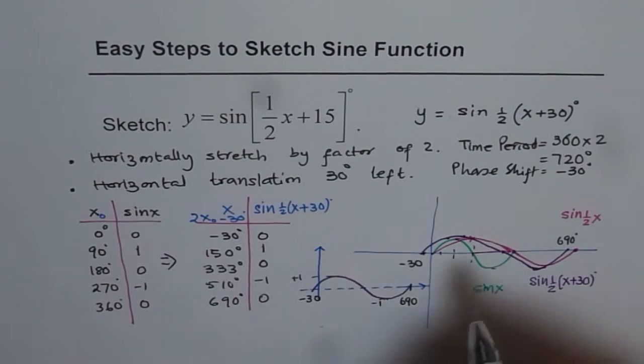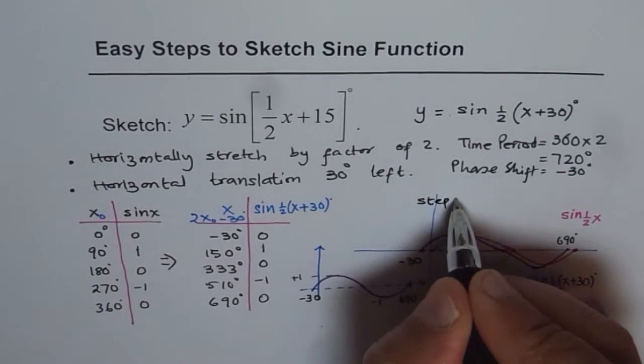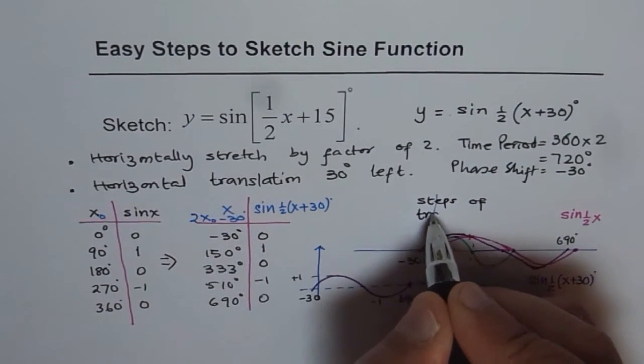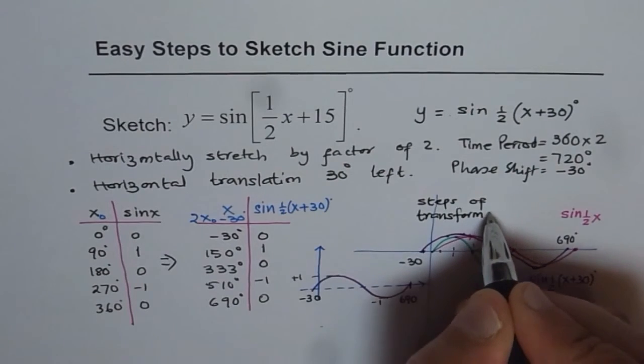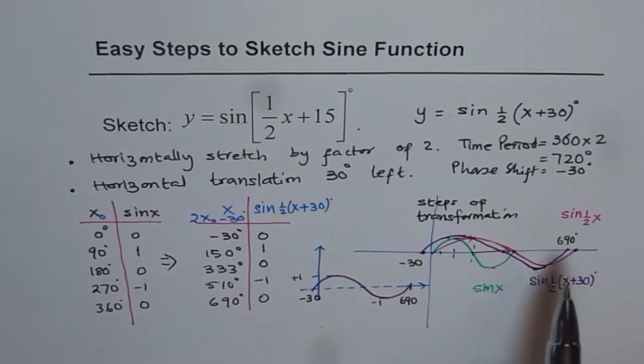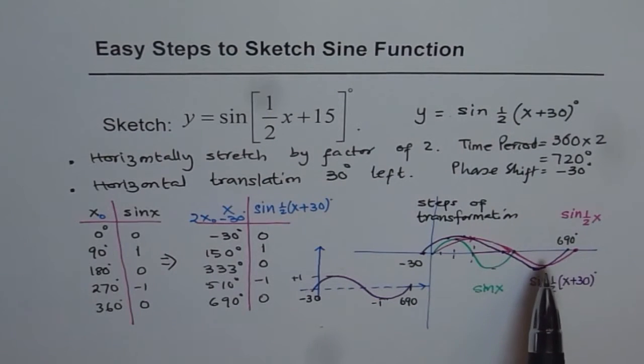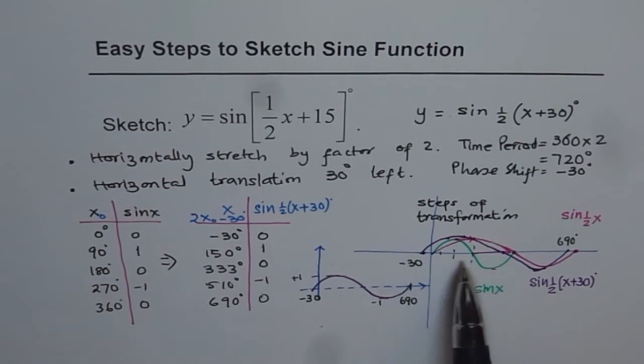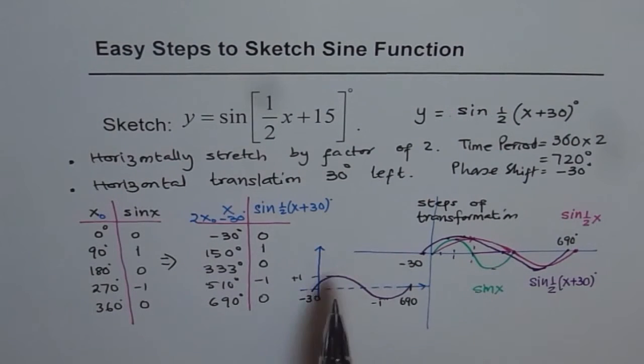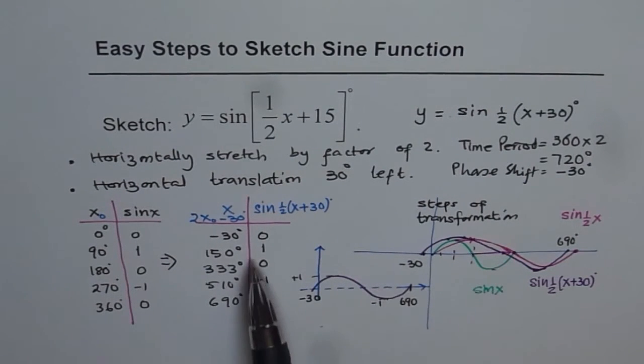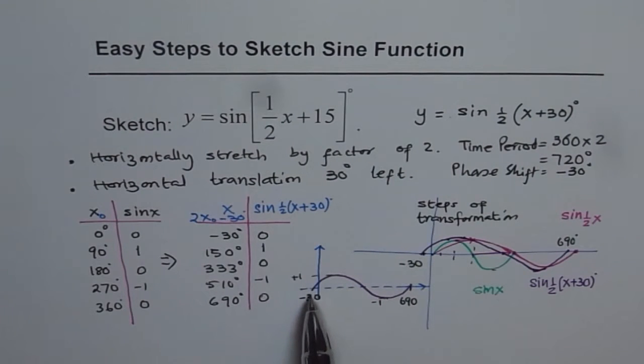These are steps of transformation, right? Let me write down here. Steps of transformation. So we did multiplication, which is horizontally stretched, and then translation of 30 degrees to the left. Two steps, you get your final function. And this is from the straight knowledge which you gain, that your function is sinusoidal, maximum is 1, minimum is minus 1, and time period is 720. So you get this wave. So these are different ways of drawing the same function. I hope you get the concept.